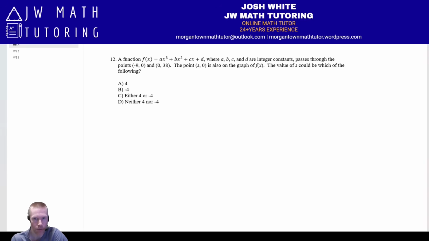It wants to know, could this value for S be positive 4 or negative 4? Could it be only one of them? Could it be either of them? Or could it be neither of them? The way I set this up is to specify that the constants in this problem are all integers, meaning there are no fractions of any kind. I don't know exactly what it said on an official test question, but this is just how I set it up to work it out.